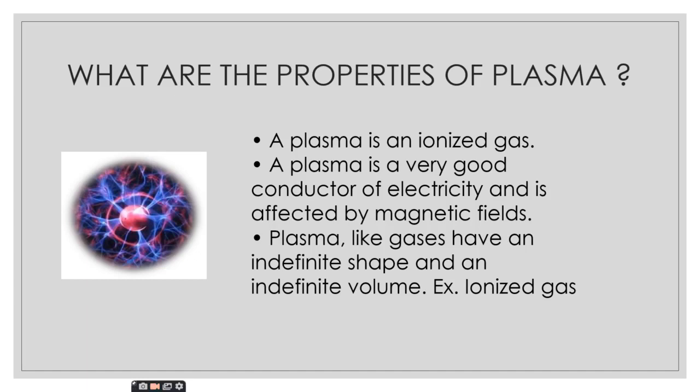Now moving to the 4th state, which is non-evaluative. What are the properties of plasma? Plasma is an ionized gas. A plasma is a very good conductor of electricity and is affected by magnetic fields. Plasma, like gases, has an indefinite shape and an indefinite volume. For example, the ionized gas.